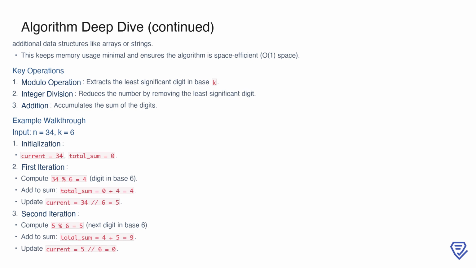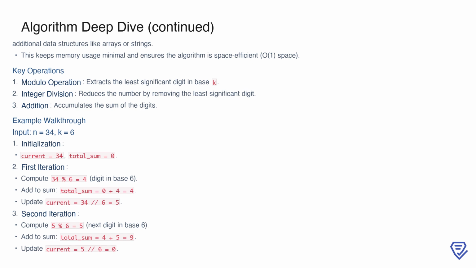The operations involved are straightforward but powerful. The modulo operation extracts the least significant digit in base K, integer division removes this digit, and addition accumulates the sum. To bring this process to life, let's look at an example. Suppose n is 34 and k is 6. We initialize current to 34 and total_sum to 0.